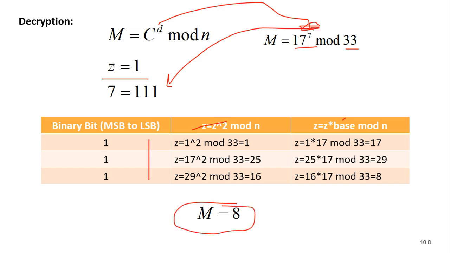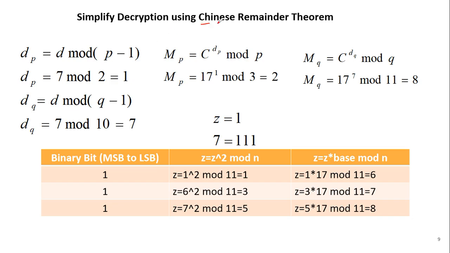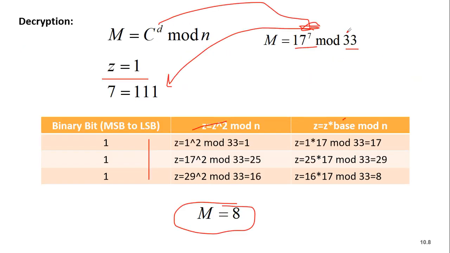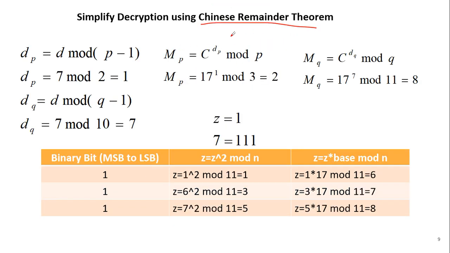But for decryption, we can solve using the Chinese remainder theorem if this number is very large. When this number is very large, it is very difficult to solve. And if the exponent is also very large, it is very difficult to solve even directly by the square and multiply algorithm. At that time we can use the Chinese remainder theorem.